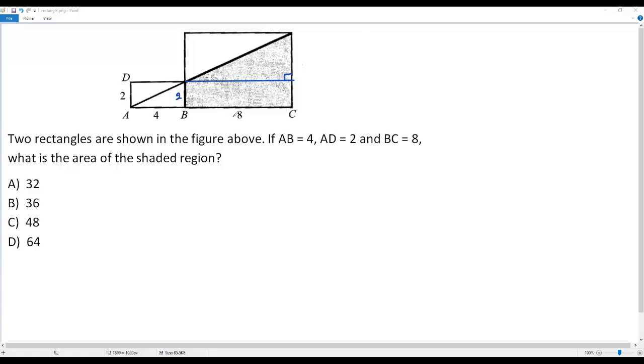And now we can multiply the length and width to get the area of the rectangle we have in the shaded region, that is 16 square units. This is the area of the rectangle in the shaded region.